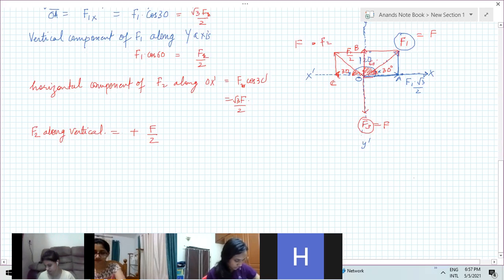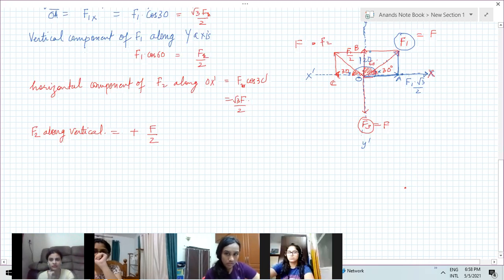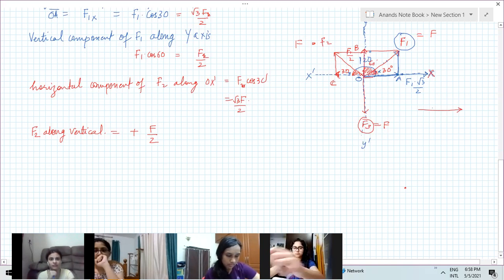Now, Shreya, tell me what are all the forces which are acting on the positive x-axis? I didn't get your question, sir. What are all the forces acting on the positive x-axis now? Root 3 F by 2 and F by 2. The F1 force. See, this F1 is equal to F now. So this is only root 3 F by 2.